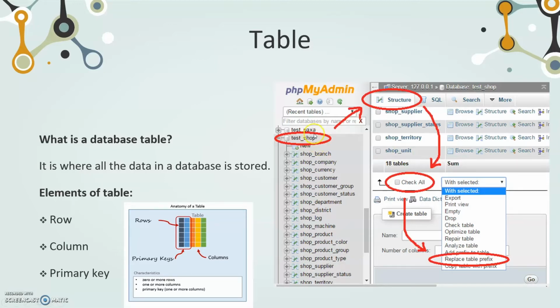For example, here in PHP I have a database called test shop, and all of these are the tables inside the database. A database consists of one or more tables, and each table is made up of rows and columns. You can think of a table as a grid. The columns go from left to right, and each entry of data is listed down as rows.